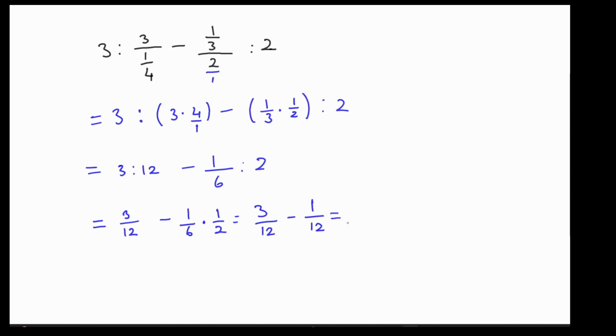And now we're doing the subtraction. We have common denominator, which is 12, write that down, and then 3 minus 1 is 2. We can further simplify this, divide both of them by 2, we get 1 here, and then 6 there, and our final answer is 1 over 6.